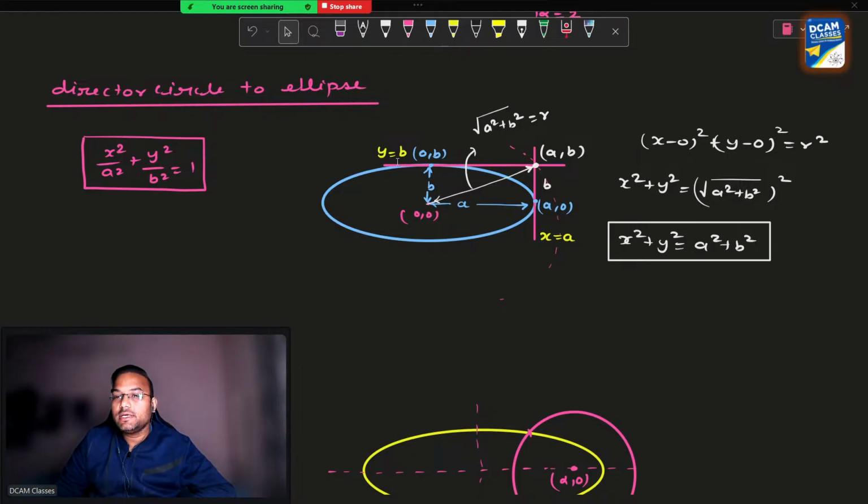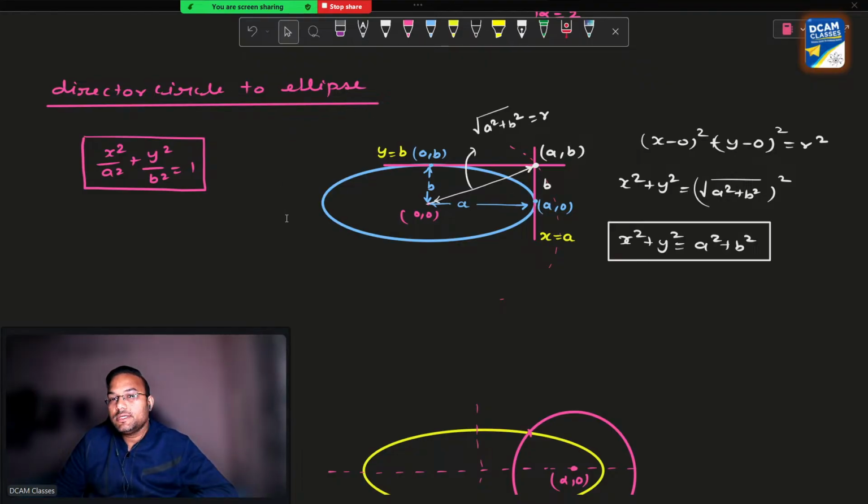Director circle is actually the point of intersection of perpendicular tangents. The locus of the point of intersection of perpendicular tangents is known as the director circle. Now, how do we find it out? Two tangents are perpendicular. We can take any two perpendicular tangents, but for the sake of convenience, we have taken these two tangents, one on (0, b), one on (a, 0).